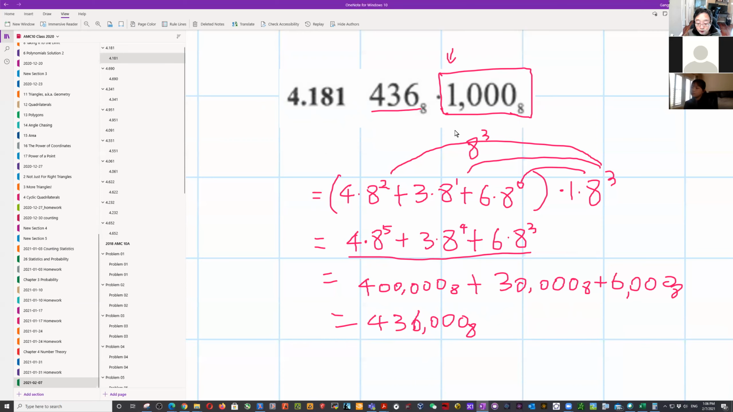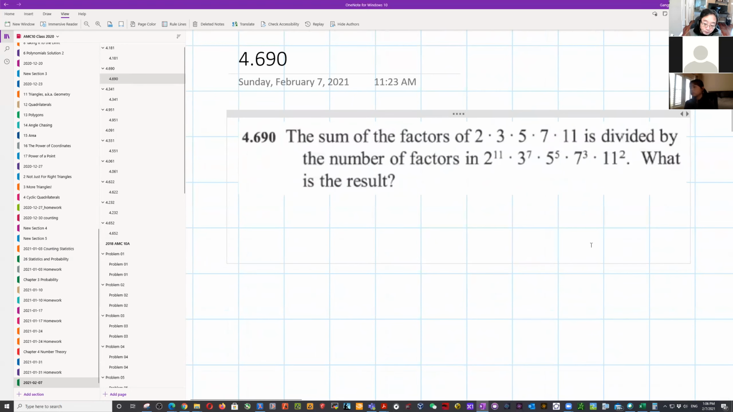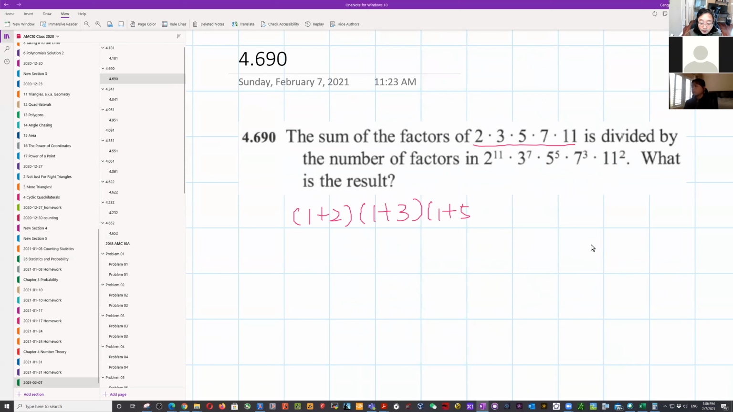Then let's try to do this problem. This problem is dealing with the factors. This number is already prime factorized. So all the possible factors, if you add them up, will be equal to 1 plus 2, and 1 plus 3, and 1 plus 5, and 1 plus 7, and then 1 plus 11.